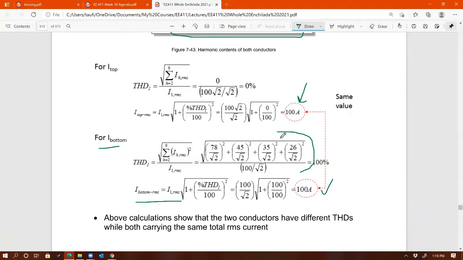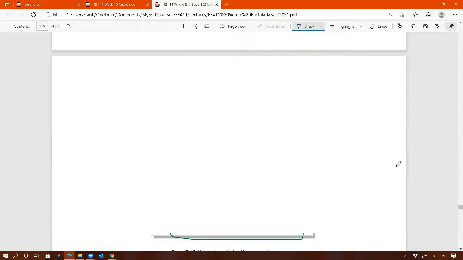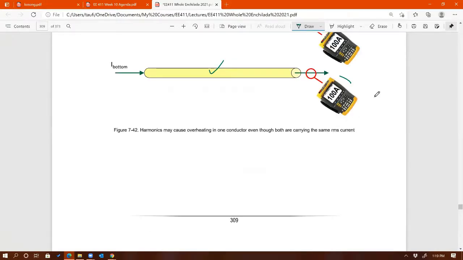So be careful. Just because it is, let's say, oh, that's still 100 amps, that's still below the rating, it doesn't mean that it's safe if it has harmonics. So even if it's under the rating of the cable, it could still be hot because of harmonics. Okay.